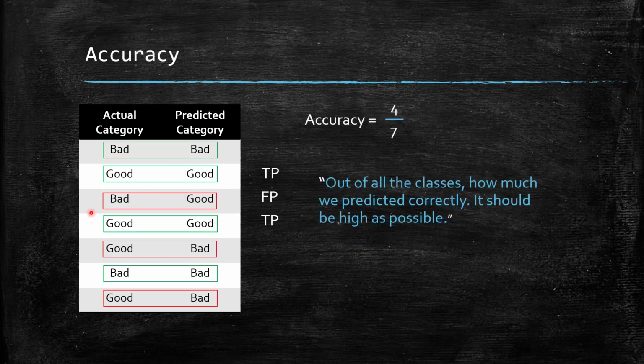Okay, now there is another term called accuracy. Over here we basically judge the overall data set, right? So how much we predicted correctly, and it should be as high as possible. If you see, these green ones we predicted correctly, and the red ones we predicted incorrectly. So it becomes the good ones divided by the overall ones. We have a total of 7 data points over here. Among them, 4 we have predicted correctly, good as good and bad as bad. So this is called accuracy.